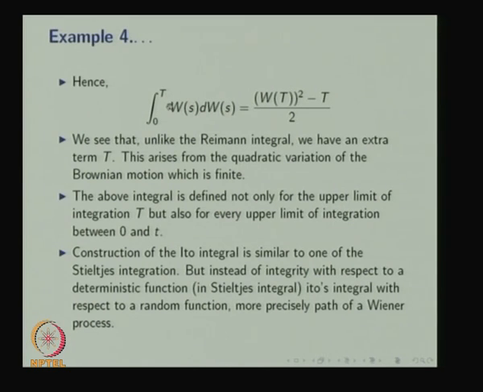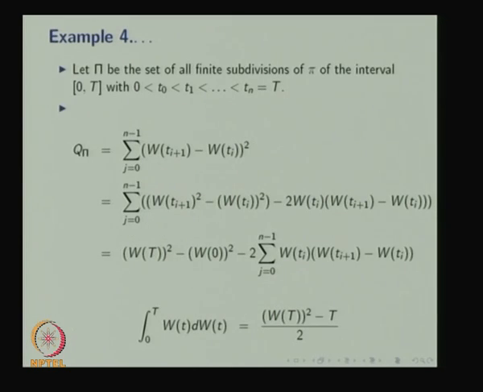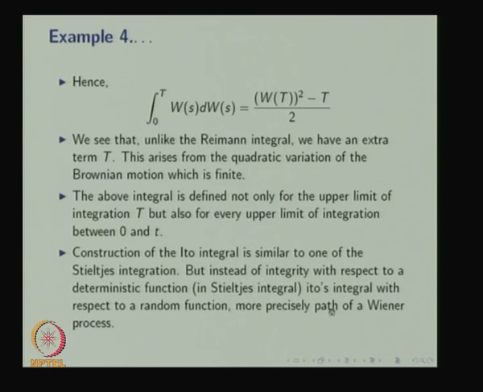In that case, we have to use the quadratic variation of Brownian motion over the interval 0 to small t, and that will be small t itself. That's a variable t. Therefore, this integration from 0 to small t of W_s dW_s is nothing but W_t whole square minus t by 2, where both the t's are small letter variables.